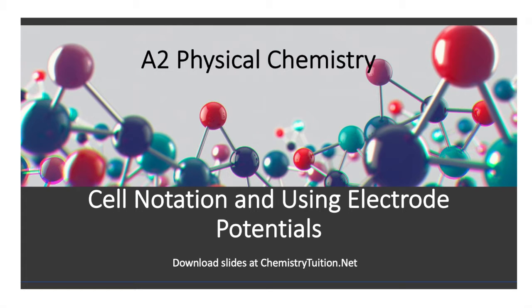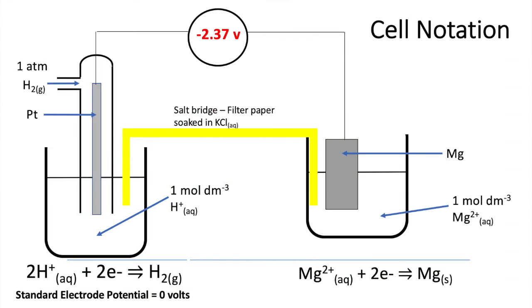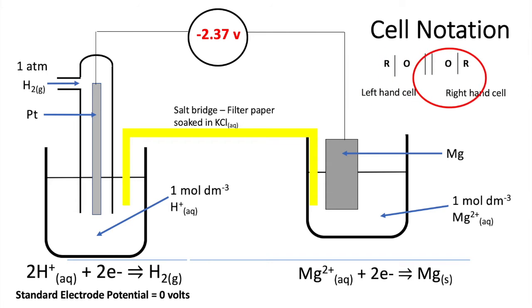We can now consider how we can use electrode potentials in a practical way. So let's go back to our standard hydrogen electrode with magnesium. And we noted in the previous video that if we performed this experiment, we would see a reading of minus 2.37 volts on our voltmeter. Okay, so what does that actually mean?